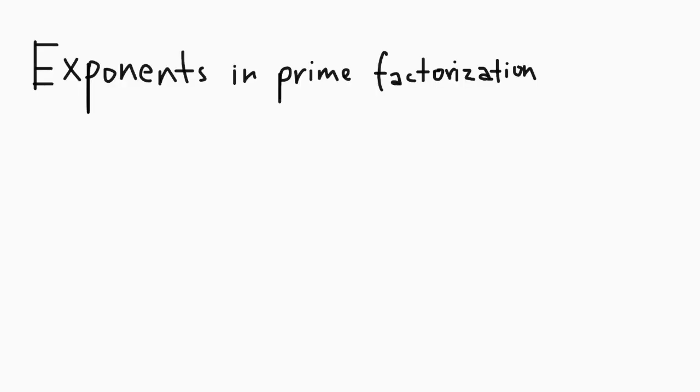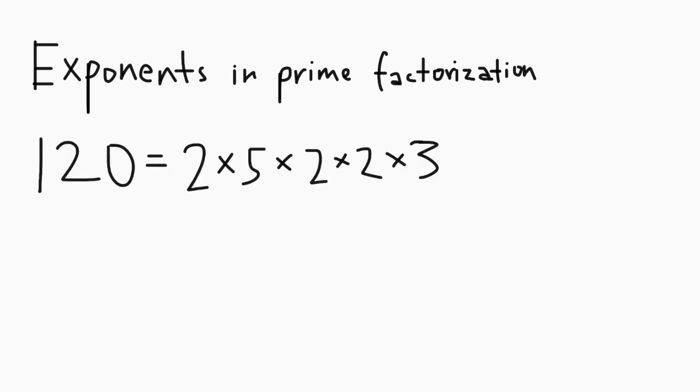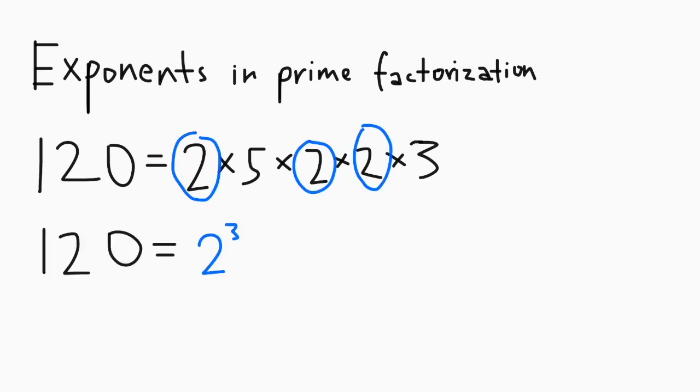Now let's learn a more neat way to write the prime factorization using exponents. We can see that our product from before, 2 times 5 times 2 times 2 times 3, is pretty long and somewhat messy. To simplify this, we want to first group all the 2's together. And then we write 2 times 2 times 2 as 2 to the power 3, which represents that 3 2's are being multiplied together.